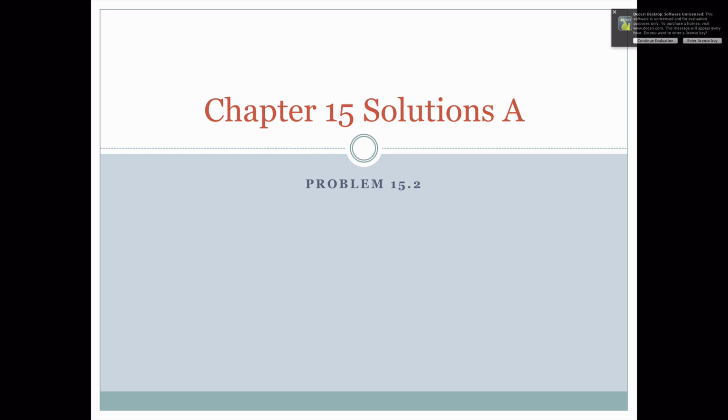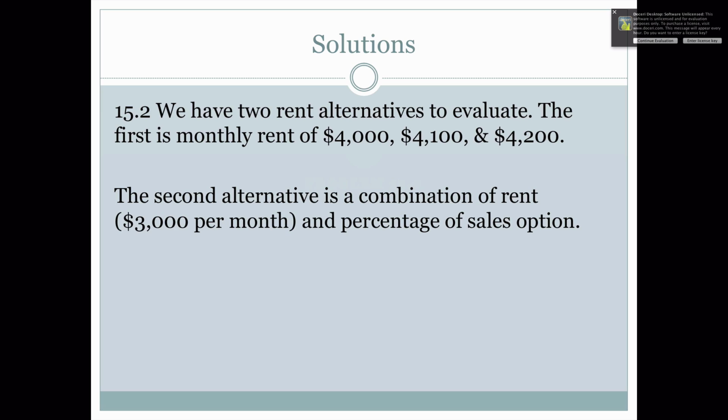Okay, this is the solution to your first problem in chapter 15, problem 15.2. If we look in the text on problem 15.2, we have two options. The first option is monthly rent of $4,000, $4,100, and $4,200 for years 1 through 3. So our years actually change. The rent's going to go up $100 a year, and that's for 3 years.